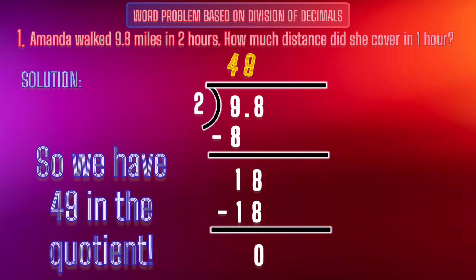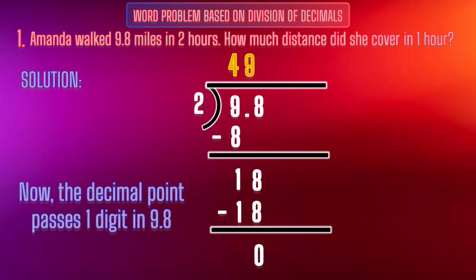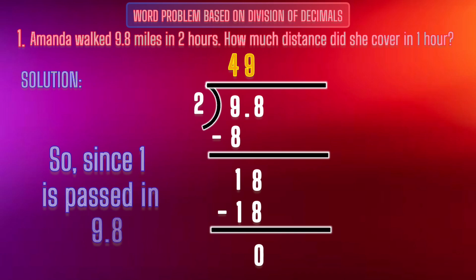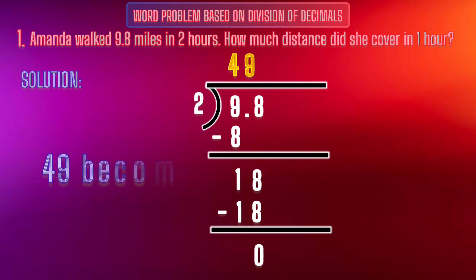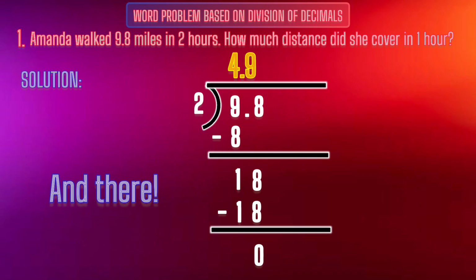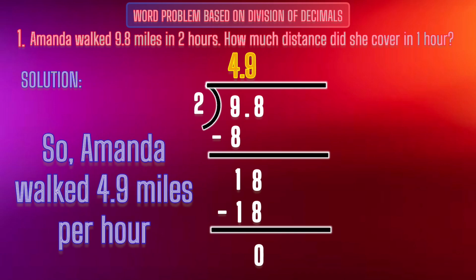So we have 49 in the quotient, but it's not over here. How? The decimal point passes 1 digit in 9.8 and in 2 there is no decimal point. So since 1 is passed in 9.8, the answer will have its decimal point passing after 1 digit. So 49 becomes 4.9. The point passes 1 digit, which is 9. And there the answer is 4.9. So Amanda walks 4.9 miles per hour.